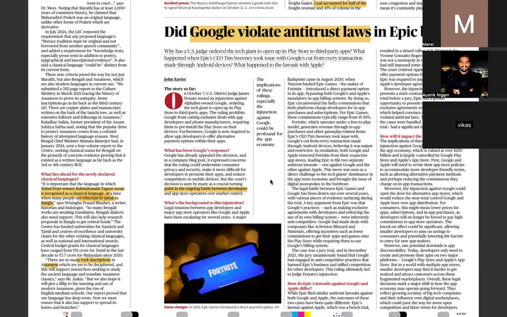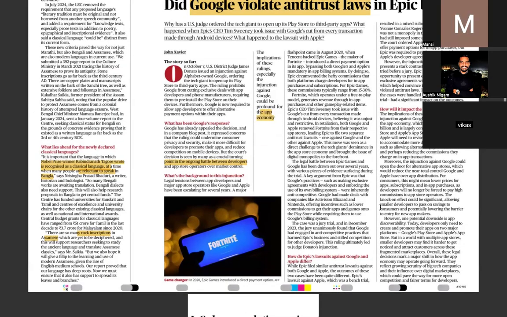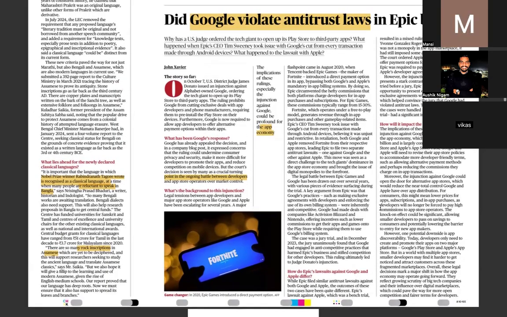So the implications of the ruling, especially the injunction against Google, could be profound for the app economy. App economy is what is being discussed here. So Google, Apple, and whether these apps are leading to any kind of surveillance, or the data of the users of these apps on mobile phones, the safety of the data is another concern. Like this data might be getting sold in another market merely to earn profits.